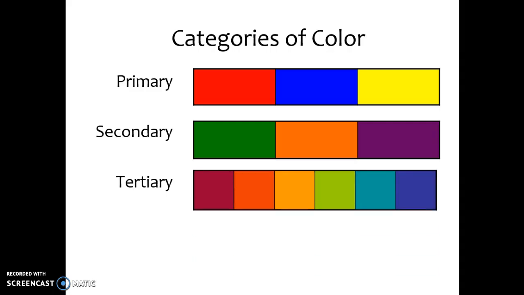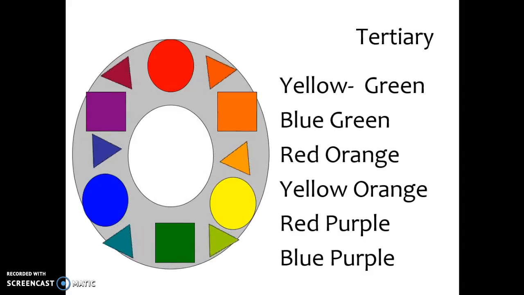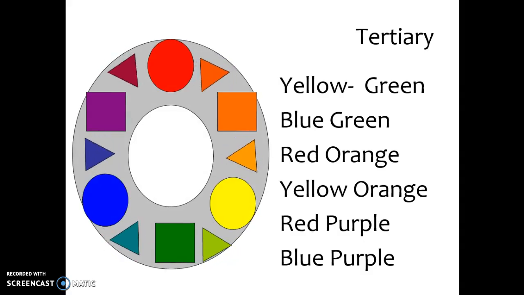The third level are the tertiary colors. There are 6 of these. These colors are created when you mix a primary and a secondary that are next to each other together. These colors are named after the two colors that are used to create them. So you have red purple, red orange, yellow orange, yellow green, blue green, and blue purple. You always name the primary color first, followed by the secondary color. And this completes our basic color wheel.